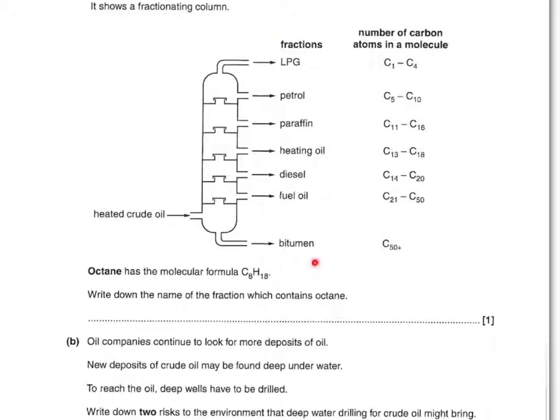So you're going to write down one of these, and where they try and trick you here is that this is the number of carbon atoms. Quite a lot of students will look at 18 for H and then go, oh yeah, it's this one. But actually it's the C8 that's the important thing. So you're looking for C8, and C8 is between C5 and C10. So the fraction is petrol.